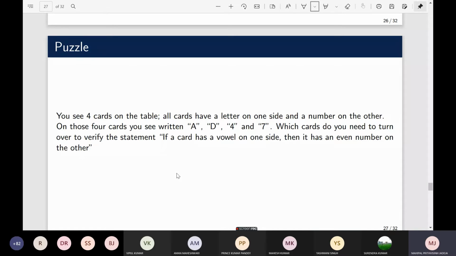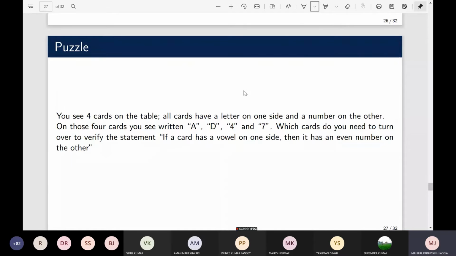So the question is, which cards do you need to turn over? Now you need to flip 2 cards or more than 2 cards, right? Or at least 2 cards, depending upon which values are given to you. So you need to flip cards, and in doing so, you need to take care of whether you are verifying this particular statement or not.